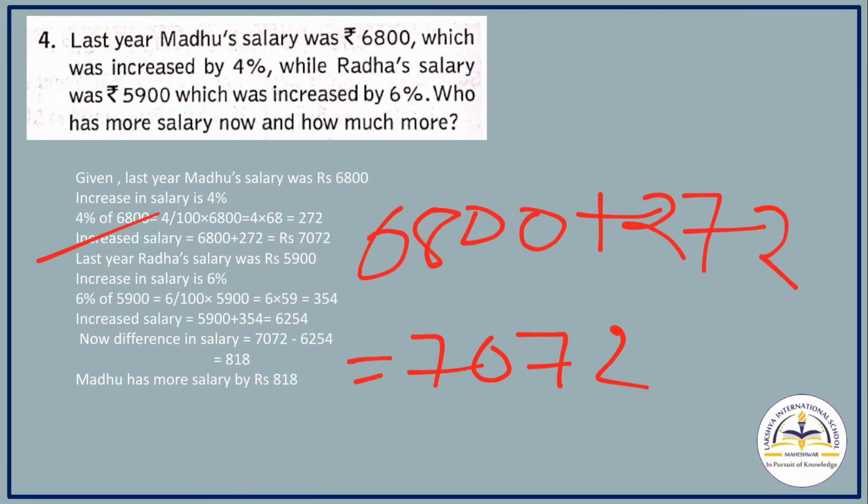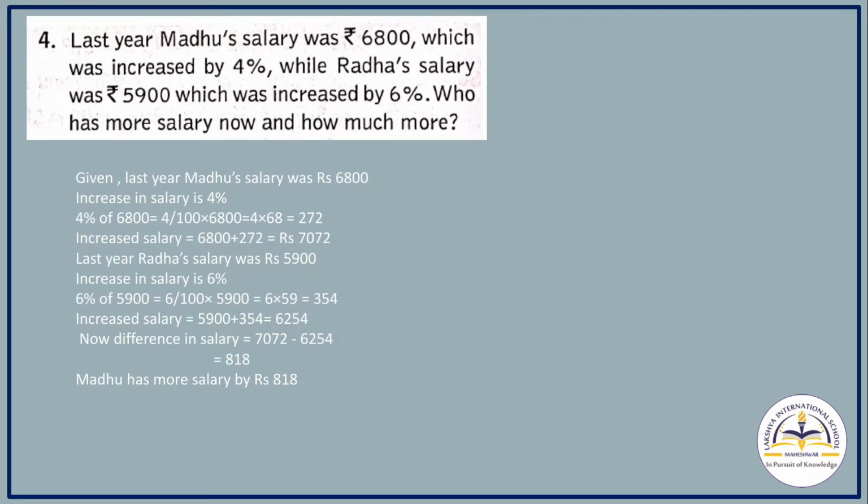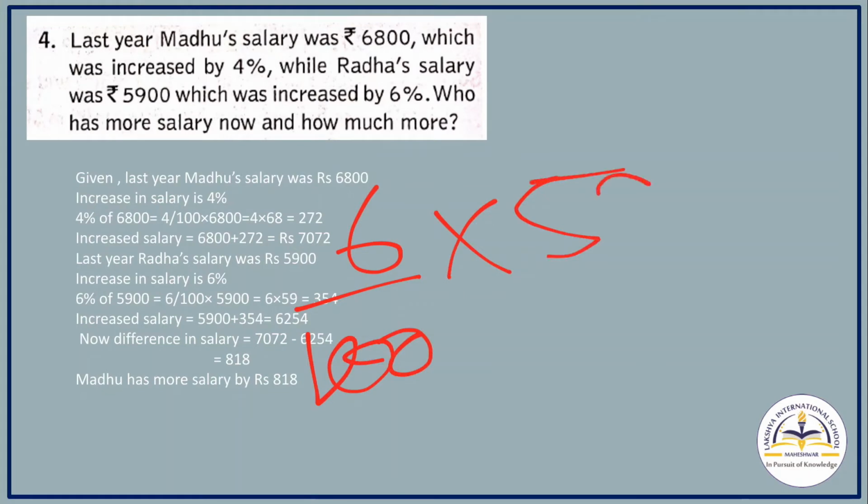Now we will find out the increased salary of Radha. So Radha's salary was 5,900. Now what we have to find out? We have to find out the 6% increased salary of 5,900. So we will find out 6% of 5,900.